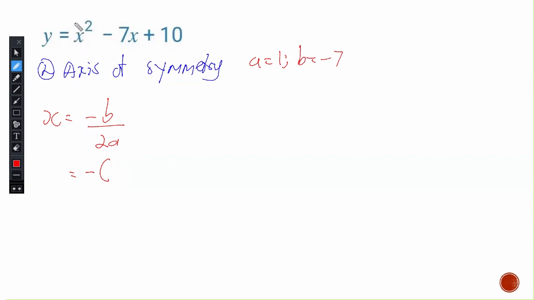Your a value is the coefficient of x squared, your b value is the coefficient of x, and your c value is just a constant, your y-intercept. But we don't actually need the c here. So we have -(-7) over 2 times 1. Punching this into your calculator, it gives you 7 over 2, which in decimals is 3.5. It doesn't matter whether you leave it as 7 over 2 or write it as 3.5. That's your axis of symmetry.